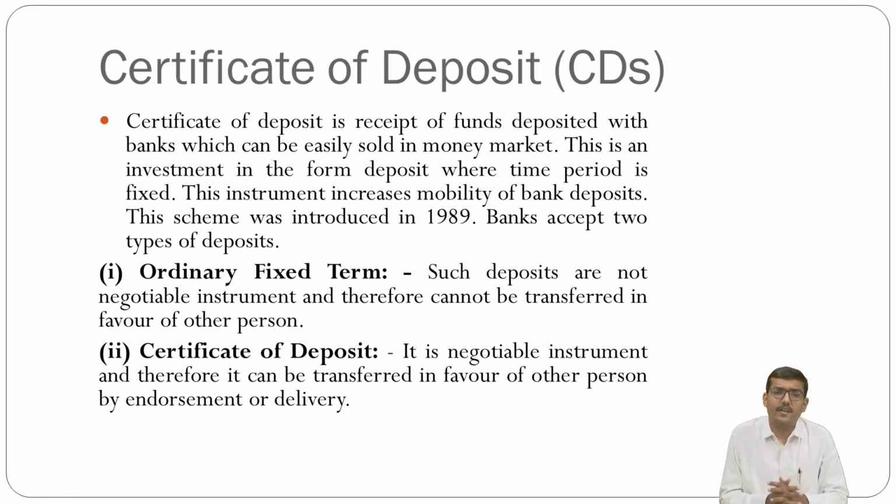In ordinary fixed term, such deposits are not negotiable instruments and therefore cannot be transferred in favor of another person. That is fixed for one person and for a maturity date. Another, that is certificate of deposit, is a negotiable instrument and therefore it can be transferred in favor of another person by endorsement or by delivery. Is it clear, my dear friends? Yes or no? So this is what certificate of deposits.